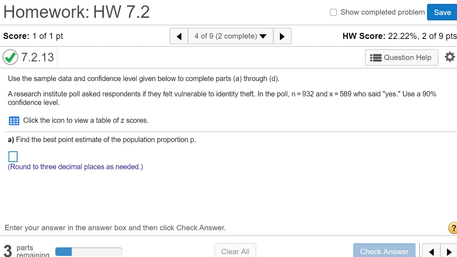In this video, we will do a homework problem from section 7.2. They want us to use the sample data and confidence level given below to answer parts A through D. We probably want to find confidence intervals. A research poll institute asked respondents if they felt vulnerable to identity theft. In the poll, N, the total number, is equal to 932, and X, the number who said yes, was 589. They want us to use a 90% confidence level.